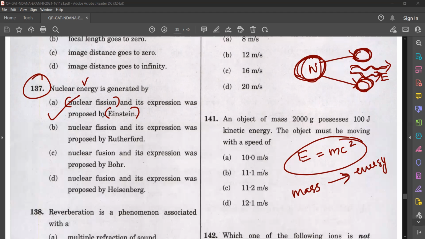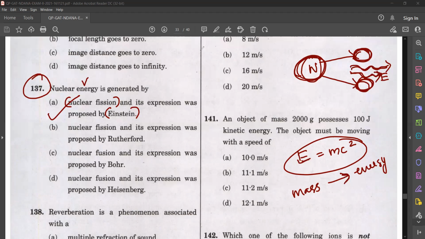That conversion is given by Einstein. This is Einstein's equation, E equal to mc square. So conversion of mass into energy follows Einstein's equation. So it is option E, and the answer to 37 is option A. Nuclear fission and its expression was proposed by Einstein.